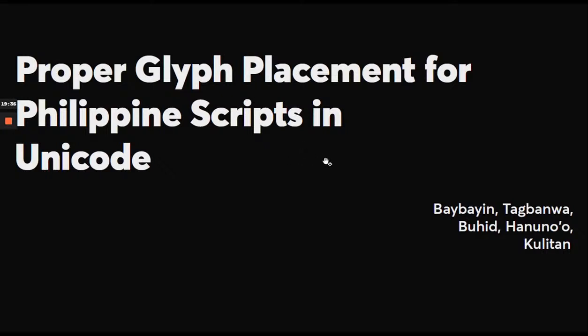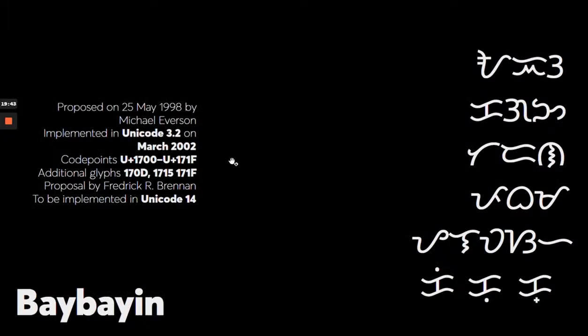So if you want to properly encode Philippine scripts for Baybayin, you need to use U+1700 to U+171F. Now, for Unicode 14, there are 3 more glyphs added: 170D, which is the Ra, 1715, which is the pamudpod, and 171F, which is the archaic Ra.